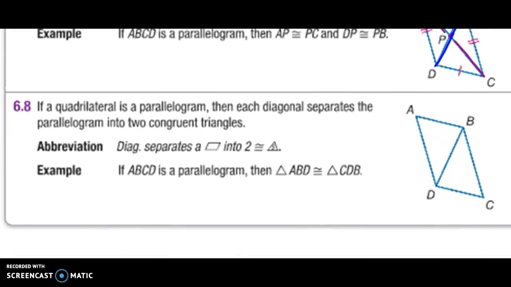Theorem 6.8 says if a quadrilateral is a parallelogram, then each diagonal separates the parallelogram into two congruent triangles. So essentially what it's saying is if I have this line DB, cut the parallelogram in half, then triangle ADB is congruent to triangle CBD. Those would be congruent triangles.